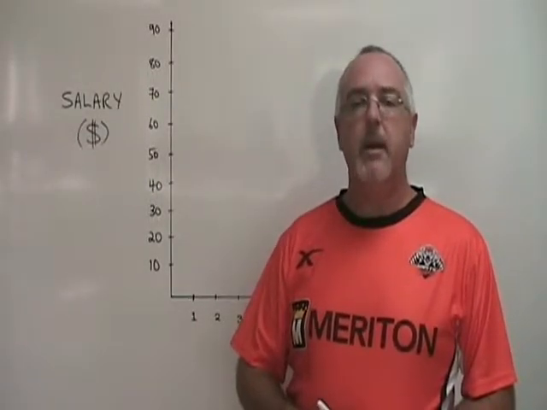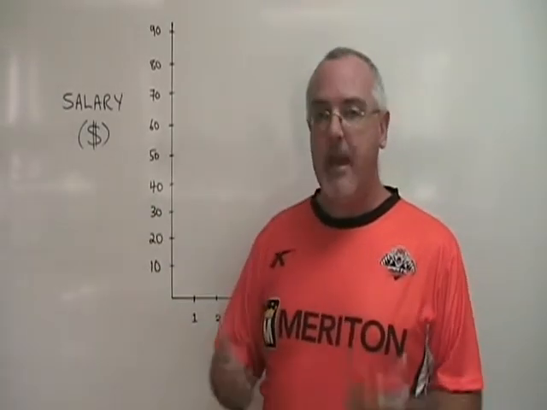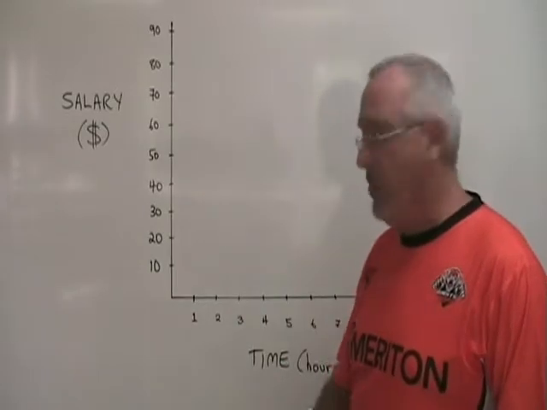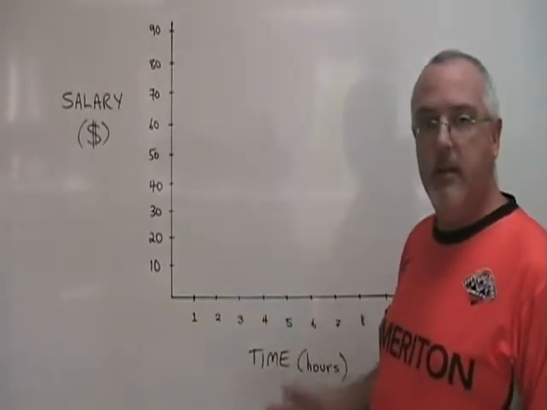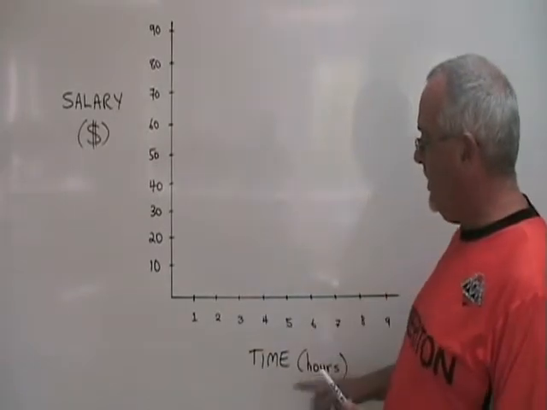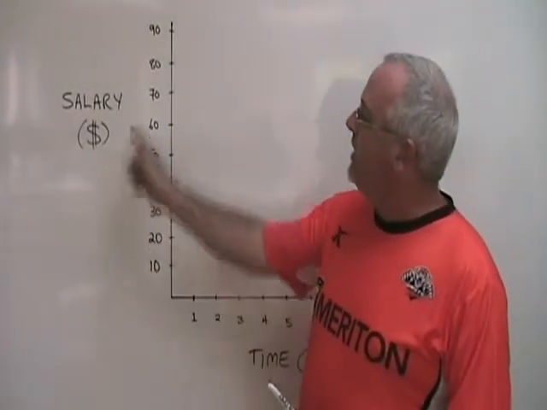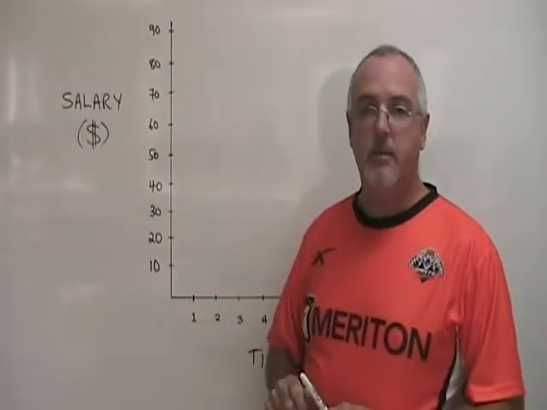If I have a job that pays me $10 per hour, the amount of money I earn, my salary, will depend on the number of hours that I work. We can graph this situation. Here on the horizontal axis, we have time in hours. And here on the vertical axis, we have salary in dollars.